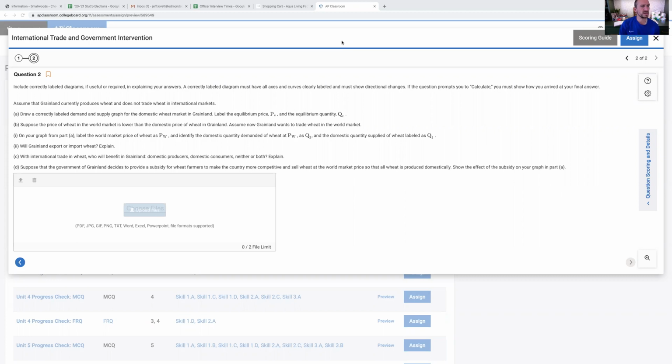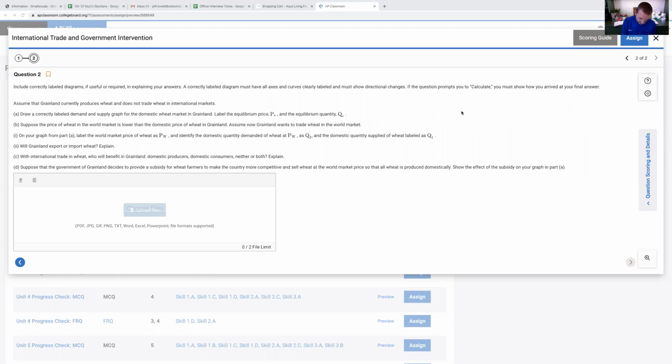So B says the price of wheat in the world market is lower than the domestic price, and assume Grainland wants to trade wheat in the world market. So this says on your graph in part A, so don't draw a new graph. On your graph in part A, label the world market price PW and identify the domestic quantity demanded at PW as Q3 and the domestic quantity supplied of wheat as Q1. I'm not going to pause the video, but I'm going to do that.